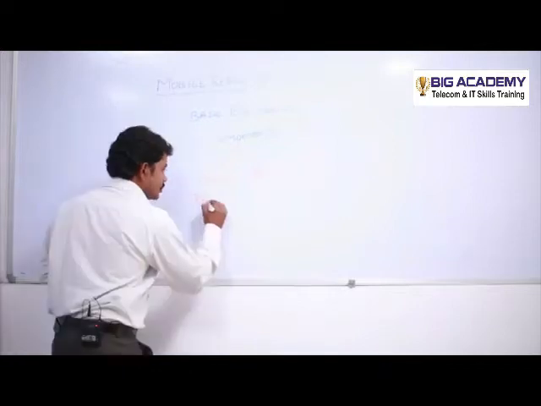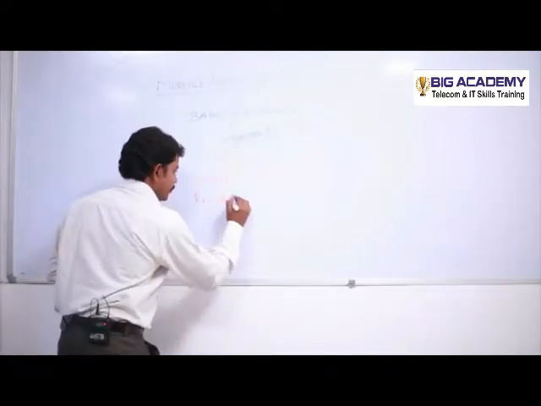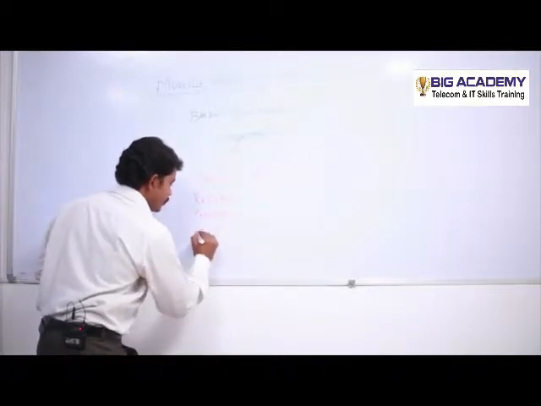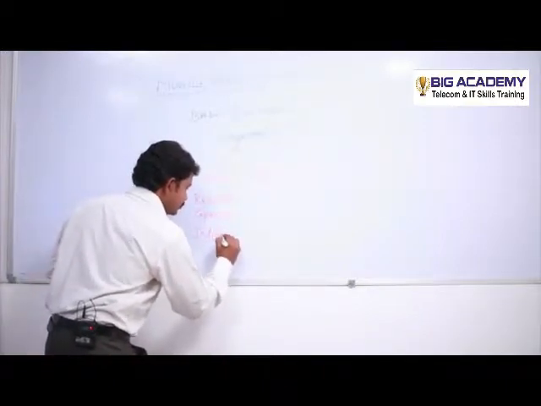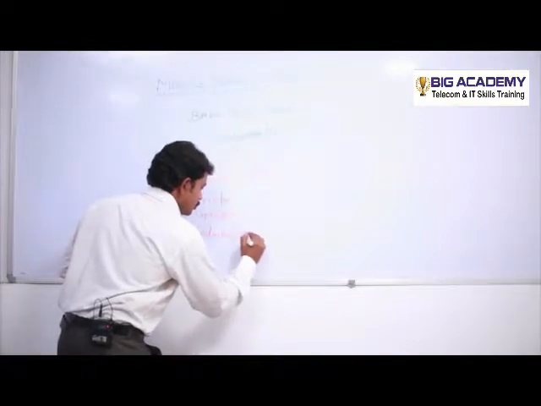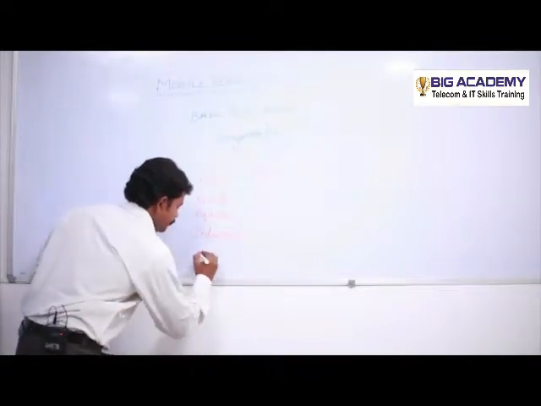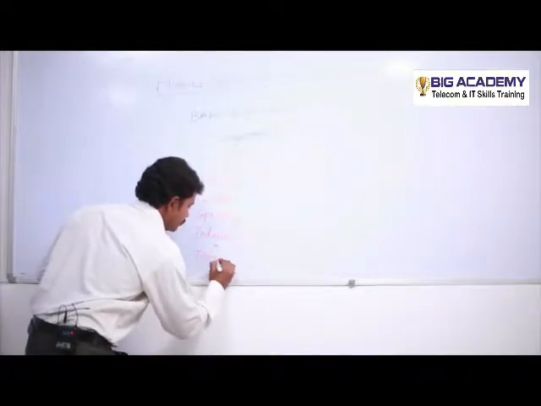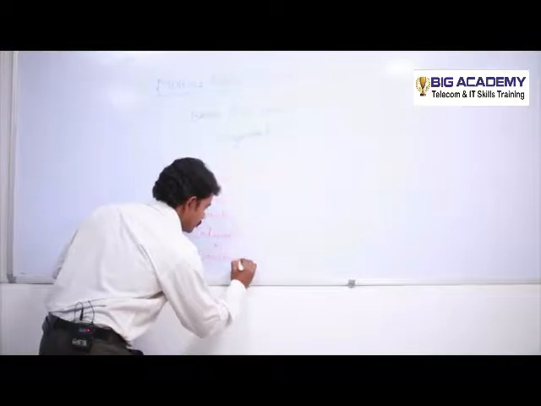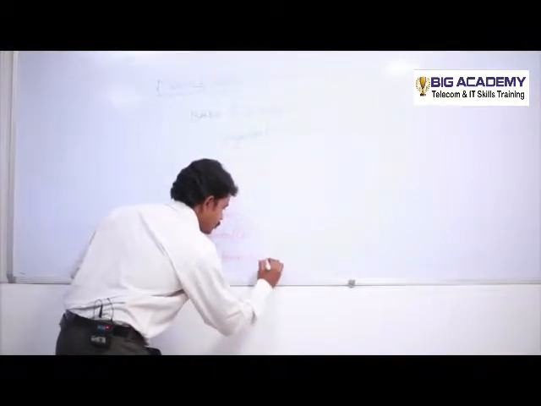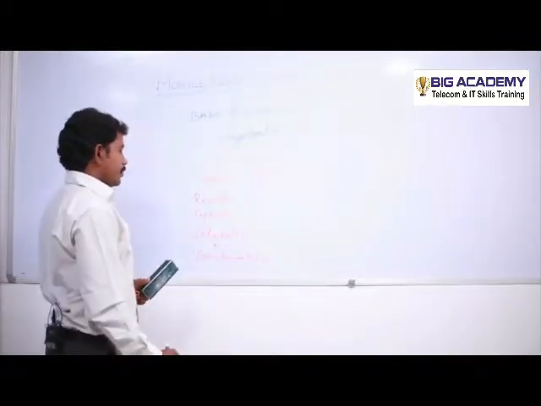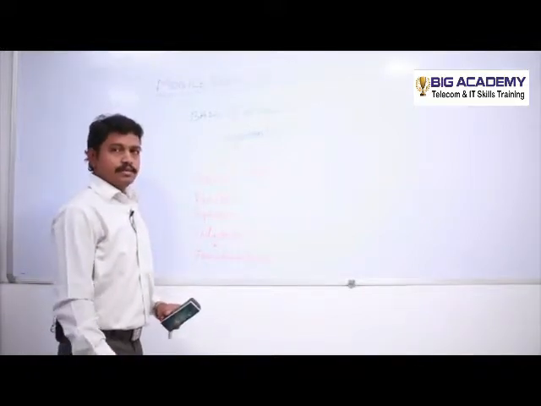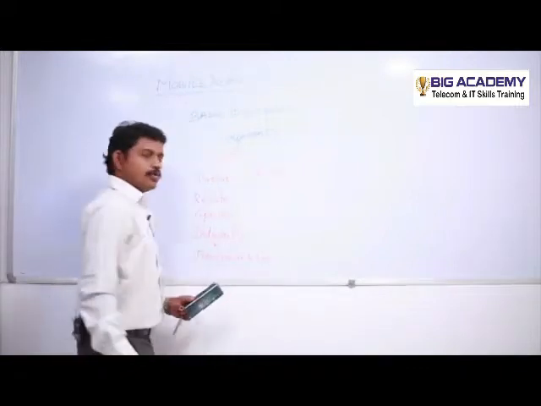For example, resistor, capacitor, inductor, a coil, and apart from this, we'll study the transformer and fuse. So these things come under the passive. And what is an active component?